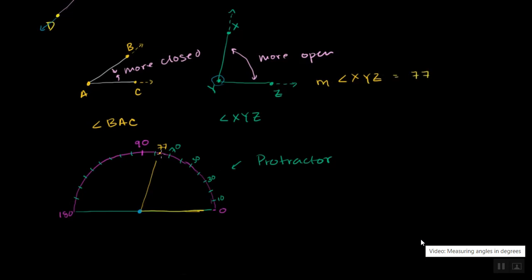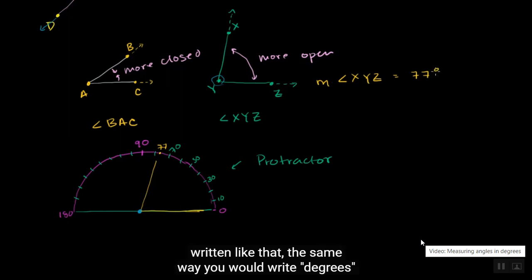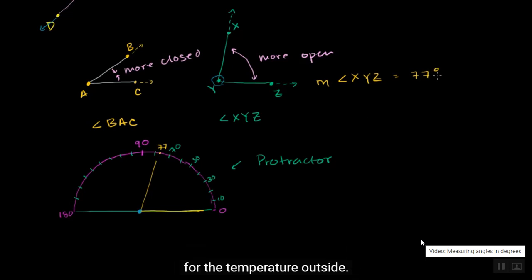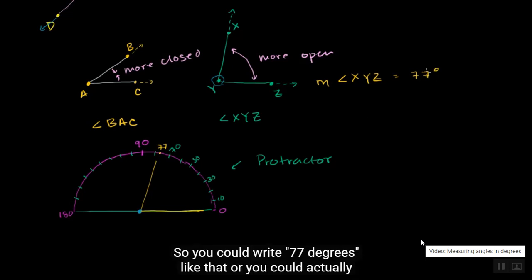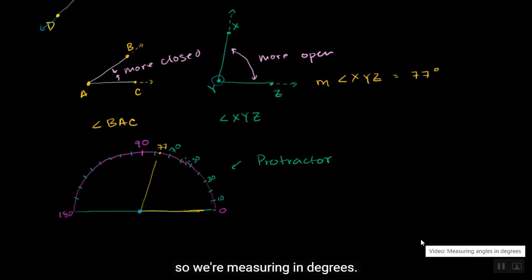And what we do is we call each of these little sections degrees. So it's equal to 77. Sometimes it's written like that, the same way you would write degrees for the temperature outside. So you could write 77 degrees like that, or you could actually write out the word right over there. So each of these sections is a degree, so we're measuring in degrees.